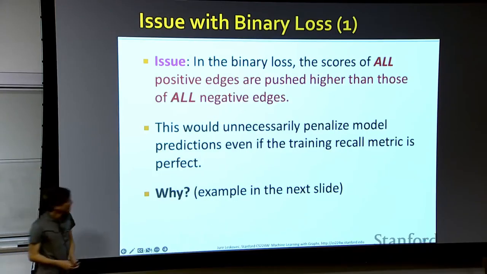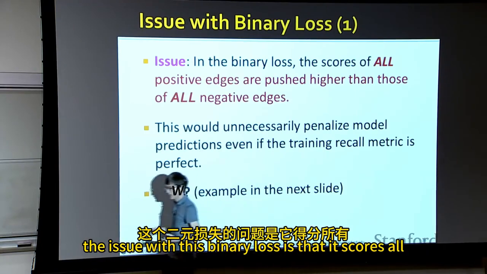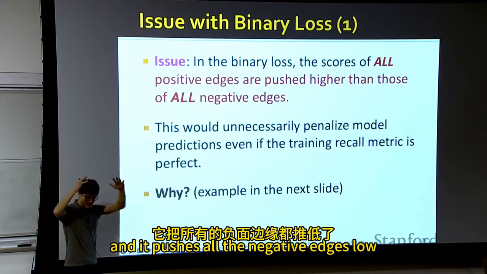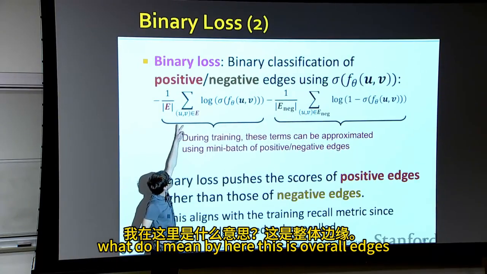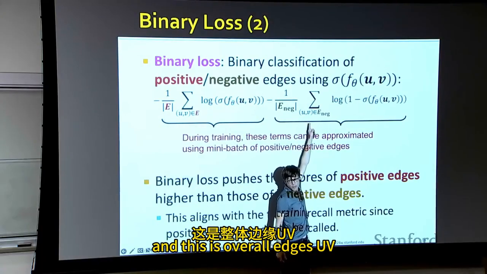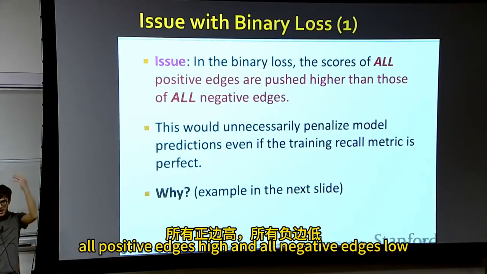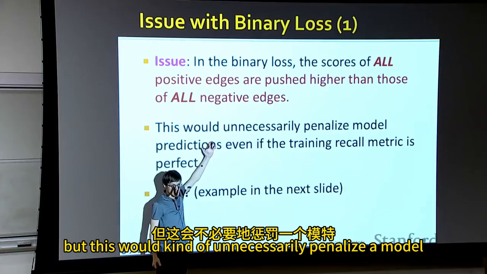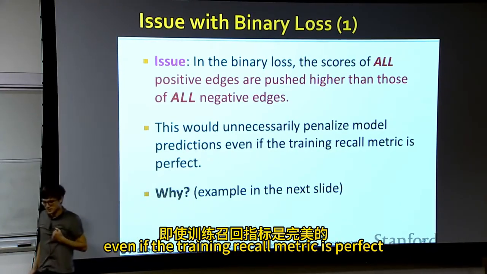The issue with this binary loss is that it scores all positive edges and tries to push them high, and it pushes all the negative edges low, right? What do I mean by this? This is over all edges, UV, and this is over all edges, UV. So the problem is it tries to put all positive edges high and all negative edges low. But this would unnecessarily penalize a model's predictions even if the training recall metric is perfect.